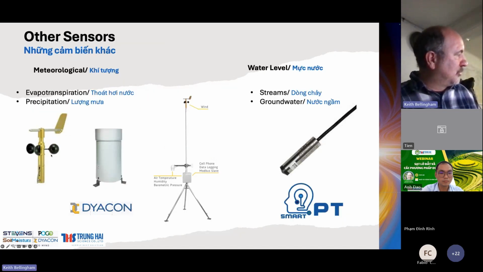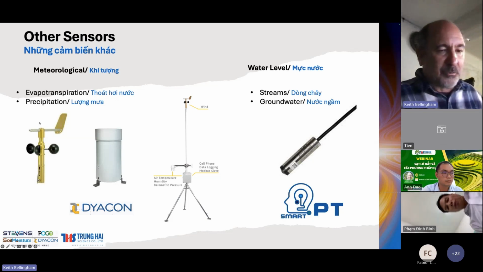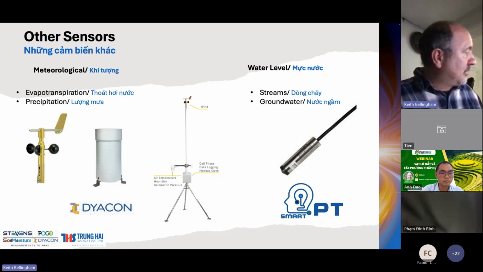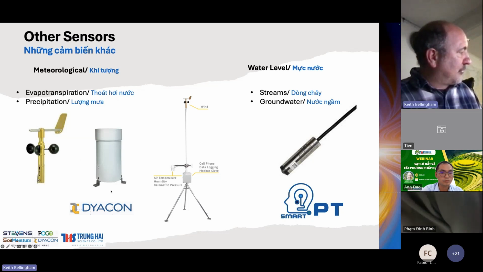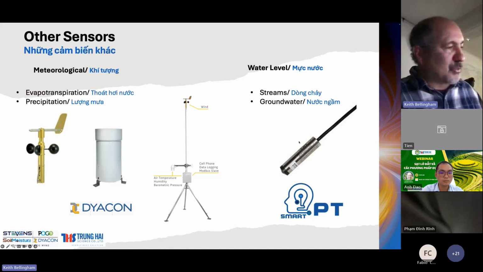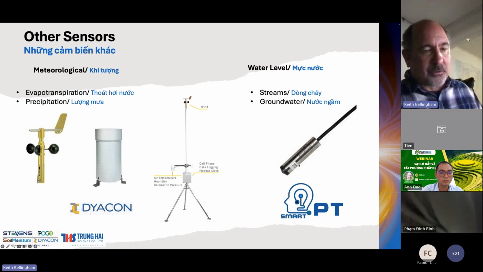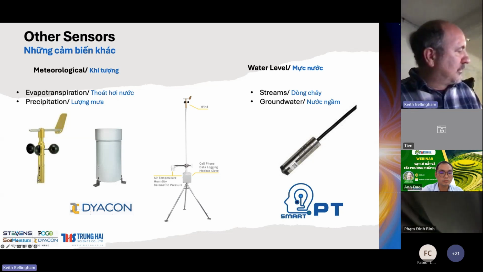Some other sensors would include weather sensors for measuring evapotranspiration, such as wind speed, wind direction, relative humidity, and solar radiation. We have a variety of rain gauges. These two can also be connected to the Steelhead data logger. And then in places where monitoring wells are installed, we can use a submersible pressure transducer to get the water level of the aquifer. And this device here is called the Smart PT, and it is compatible with, again, the Steelhead data logger.